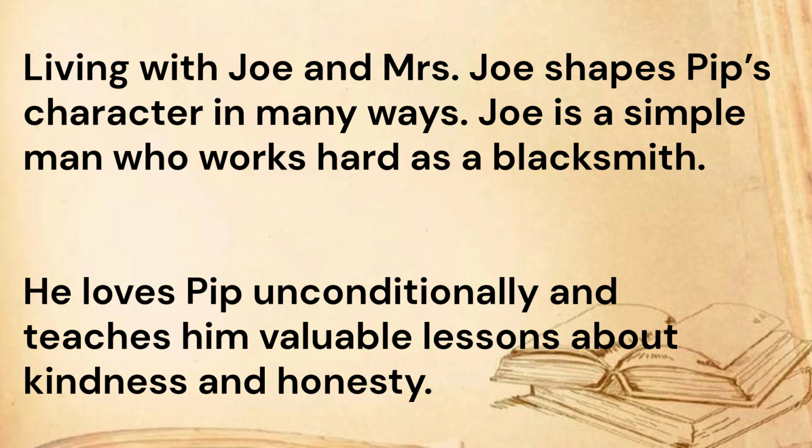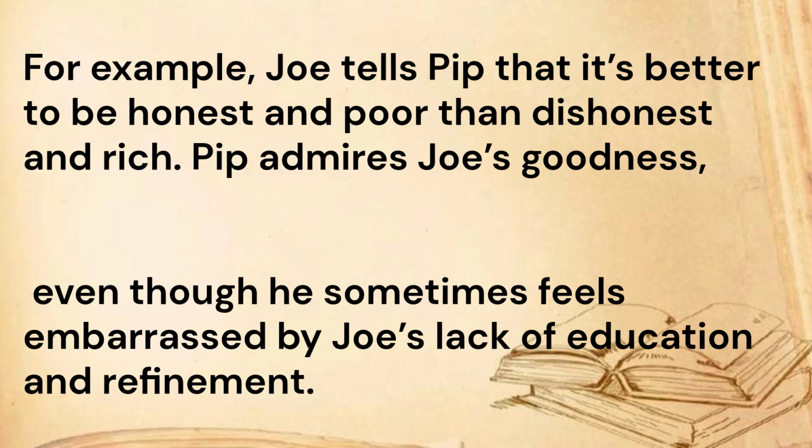Joe is a simple man who works hard as a blacksmith. He loves Pip unconditionally and teaches him valuable lessons about kindness and honesty. For example, Joe tells Pip that it's better to be honest and poor than dishonest and rich. Pip admires Joe's goodness, even though he sometimes feels embarrassed by Joe's lack of education and refinement.